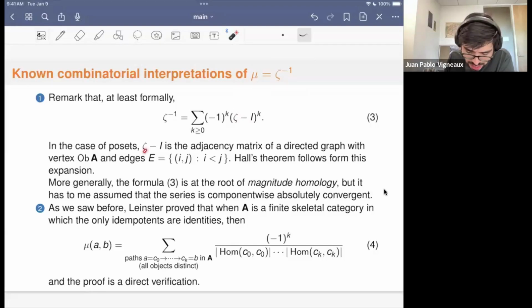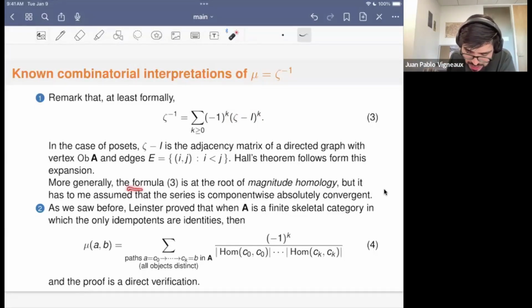Now, for this zeta minus the identity, let's say you have a poset. You can interpret it as the adjacency matrix of a directed graph, whose vertex set is the objects of A and which has edges just when there are strict inequalities, because when you subtract the identity, you remove the self loops. Then Hall's theorem follows from this expansion, because if you have a finite poset, this is going to be a finite sum. When you specialize this to A, B, what this is counting is the number of k-paths between A and B.